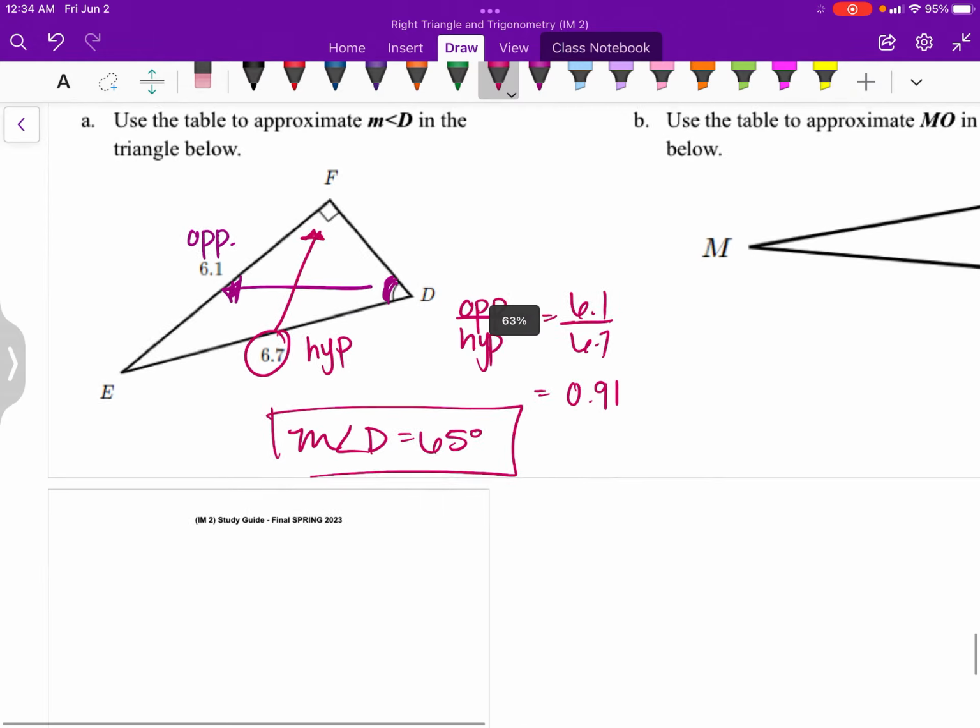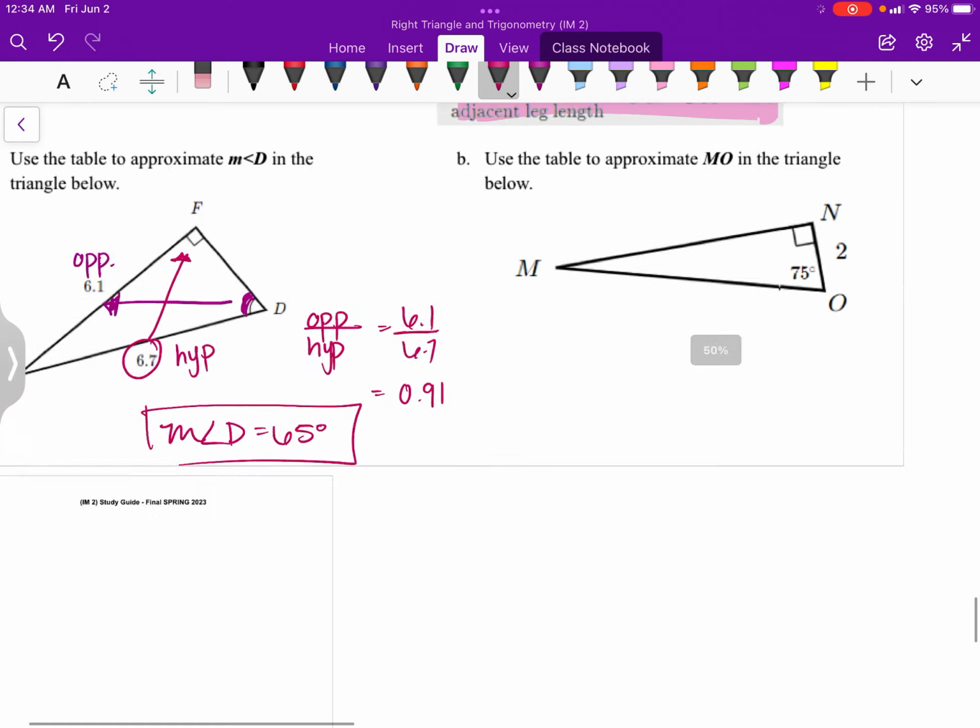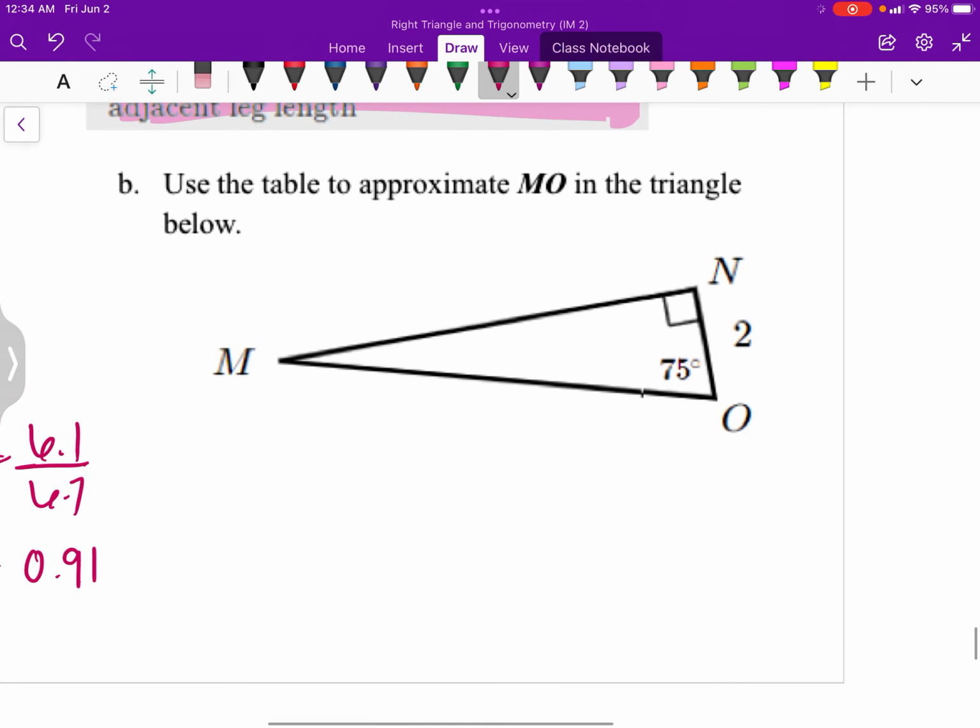All right. Take a look at the last one here. In this case, guys, it says use the table to approximate MO in the triangle. So we're looking for MO. We're looking for this side here. So I'm going to put an X on the side that we're missing, or we want to find. And we're working with the angle that is 75 degrees, all right?